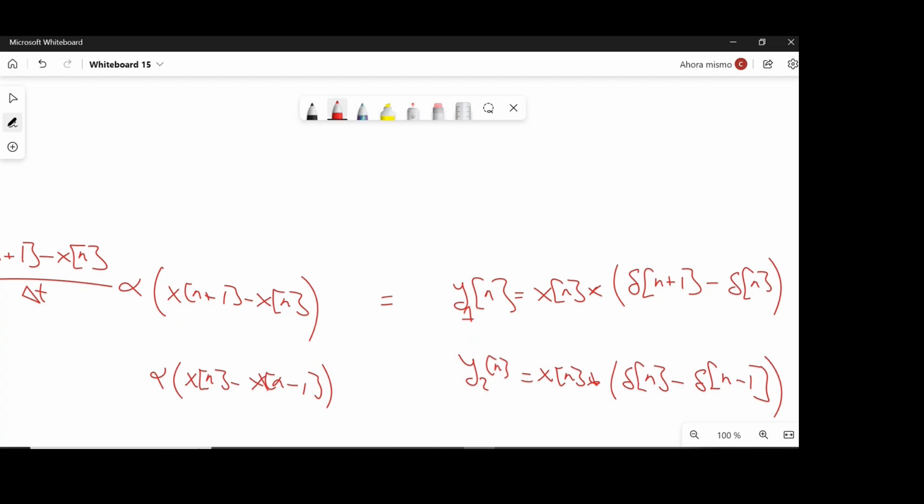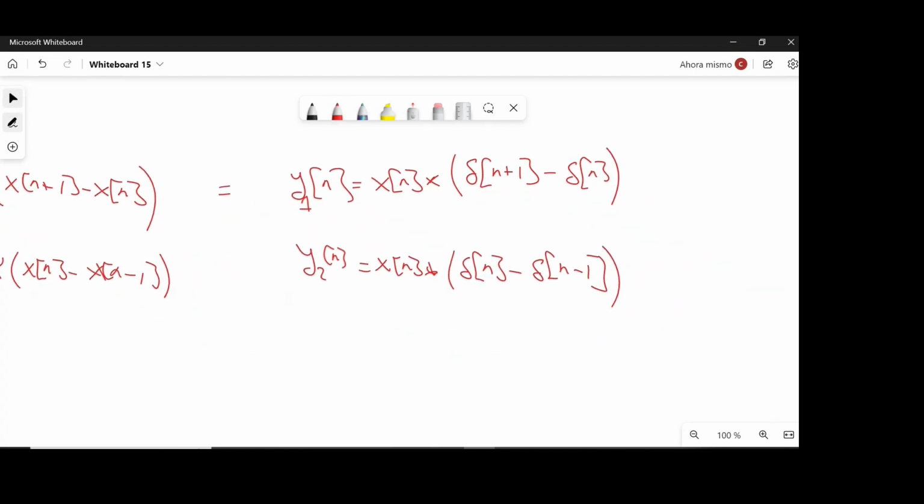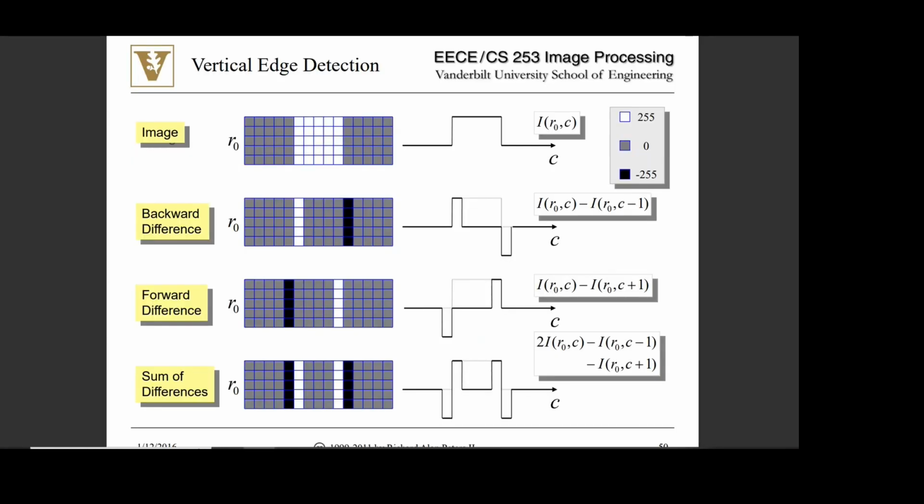Okay, so that means that we can compute derivatives by convolving with a couple of deltas. And these deltas, yesterday I was using this one, where we have these two deltas. Remember? And we were convolving with this one.